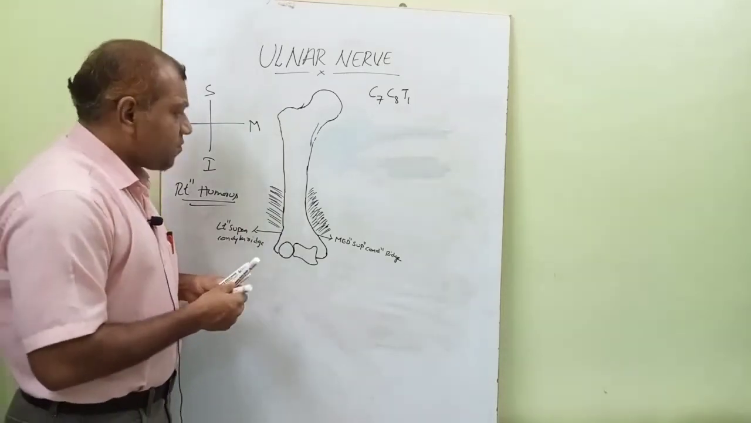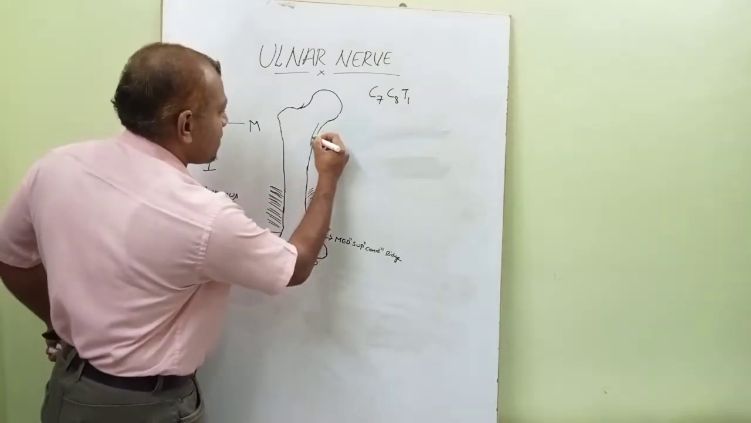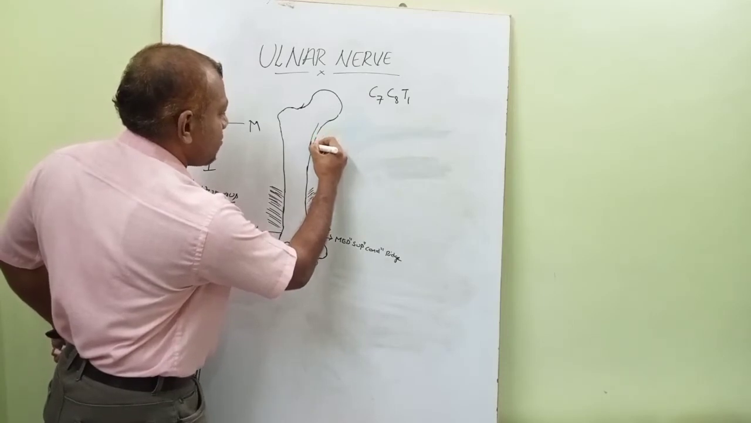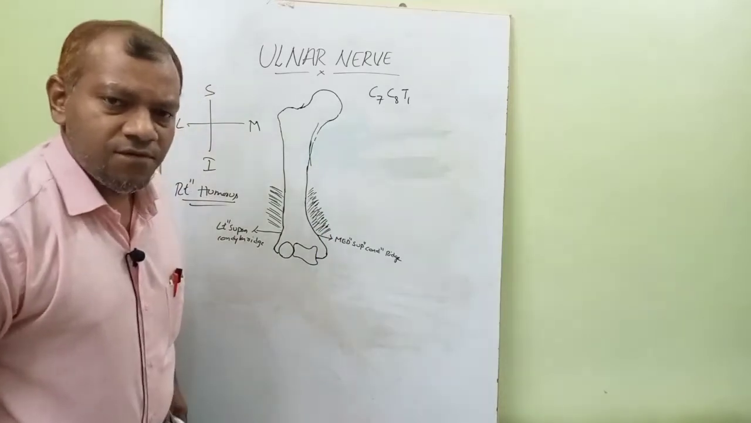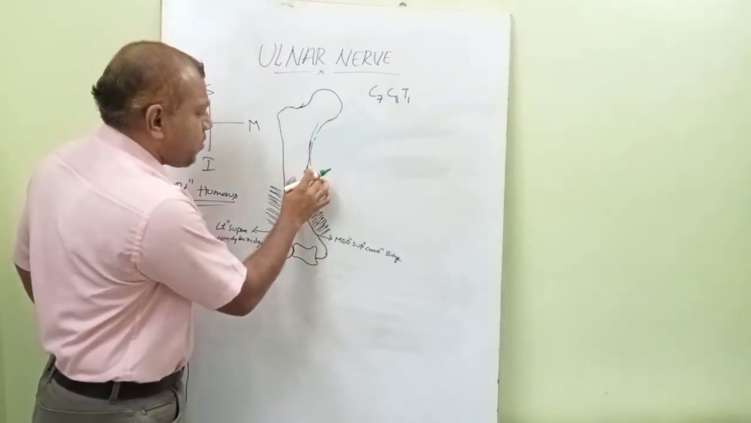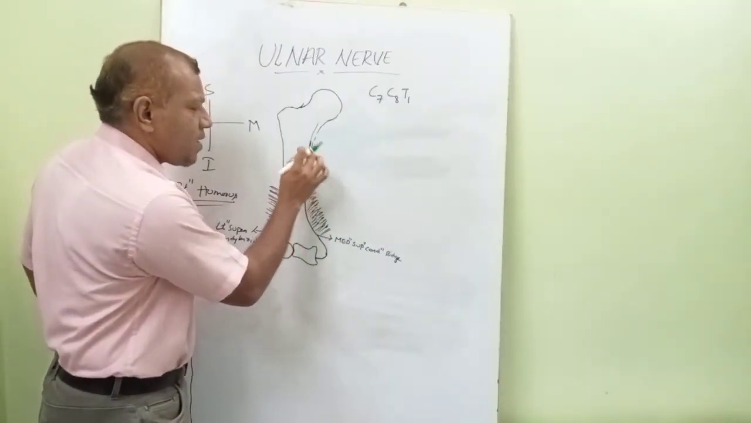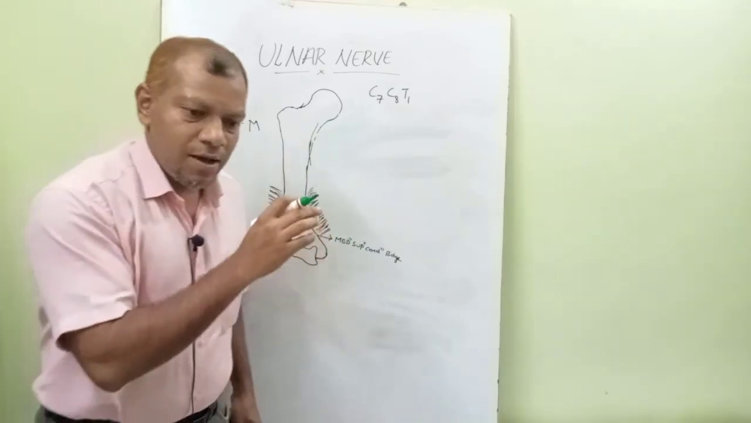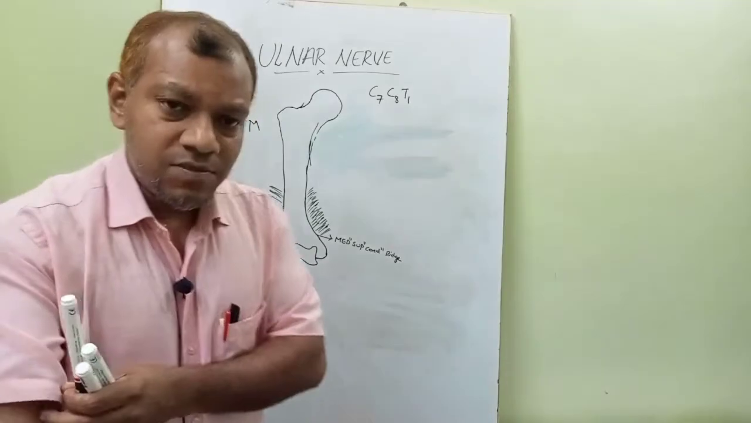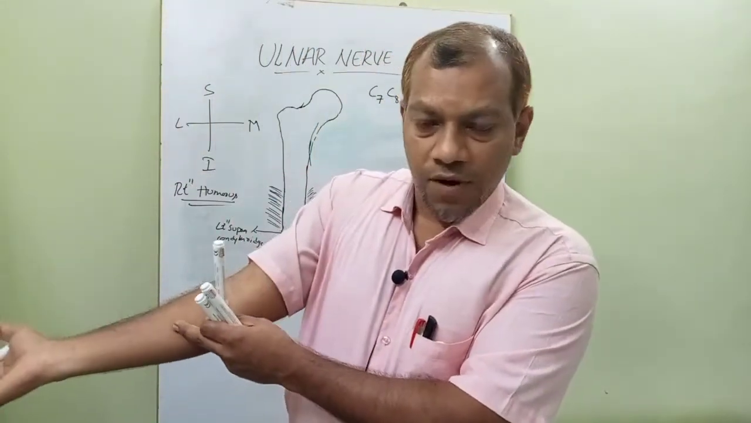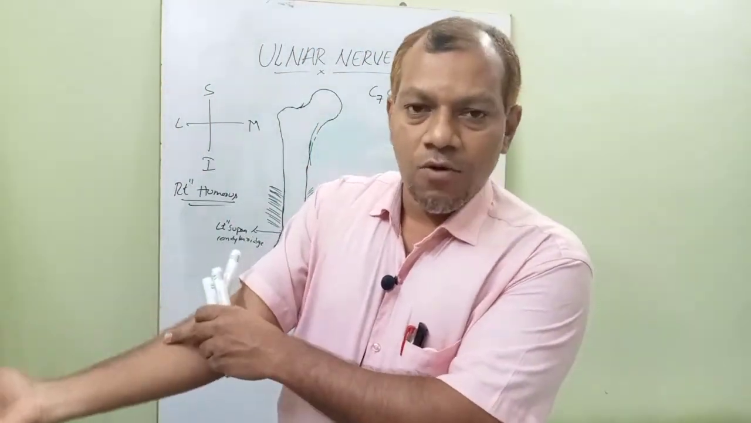Now the nerve is running medially and then running down, along with the medial cutaneous nerve of the forearm. At the midpoint of the arm, that medial cutaneous nerve pierces the deep fascia and comes outside and extends into the forearm and supplies the skin over the forearm.